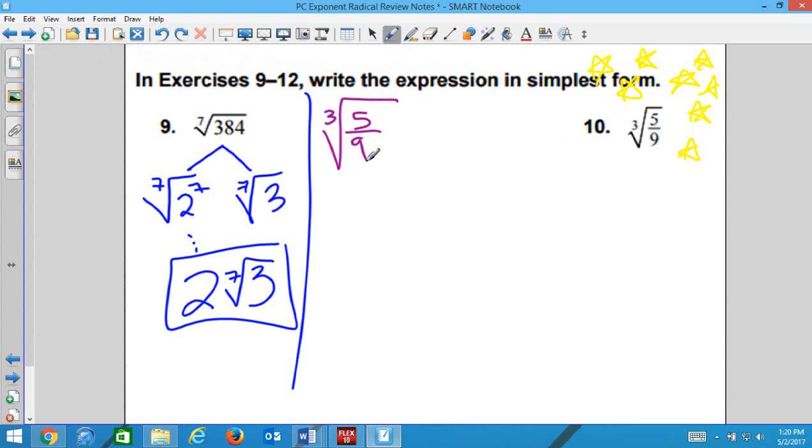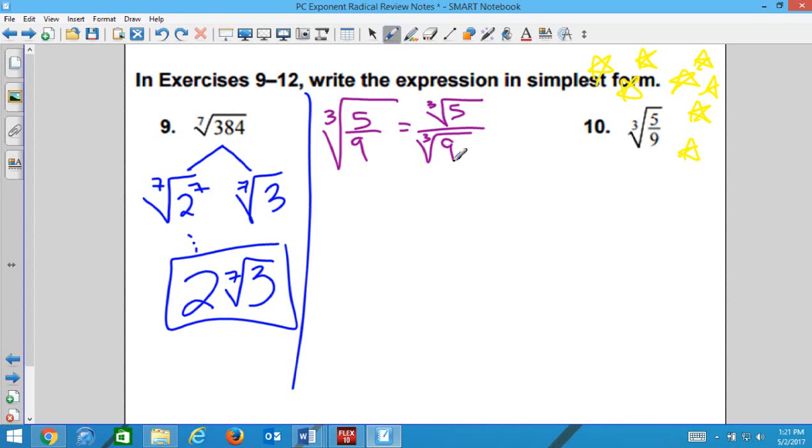Okay. When we have a cube root of a fraction, if we can reduce the fraction, we want to do it first. We want to reduce what's inside of the fraction first. Can we reduce 5 over 9? Okay, so instead, let's take the cube root of 5 and the cube root of 9 separately. Can we find the cube root of 5 or the cube root of 9? What's the cube root of 9? No.